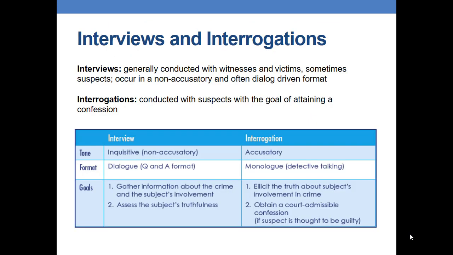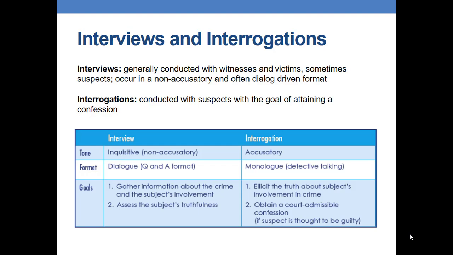When a detective questions a victim or a witness, it's called an interview. When a detective questions a suspect, it may be considered an interview or it could be considered an interrogation. As you can see from the slide in front of you, there are some not so subtle distinctions between interviews and interrogations. Interviews are intended to be information gathering sessions. They are generally inquisitive and conciliatory, not accusatory. The format of an interview may resemble a dialogue between interviewer, detective, and interviewee, or a friendly Q&A session.